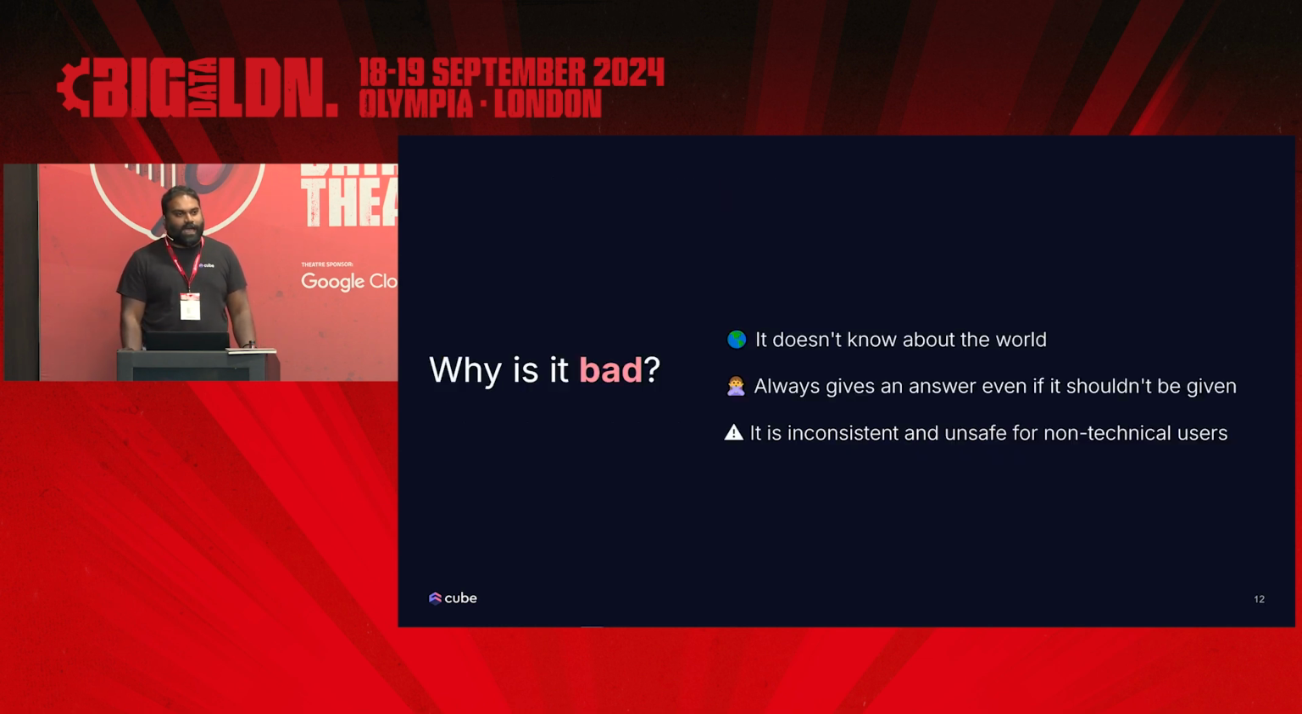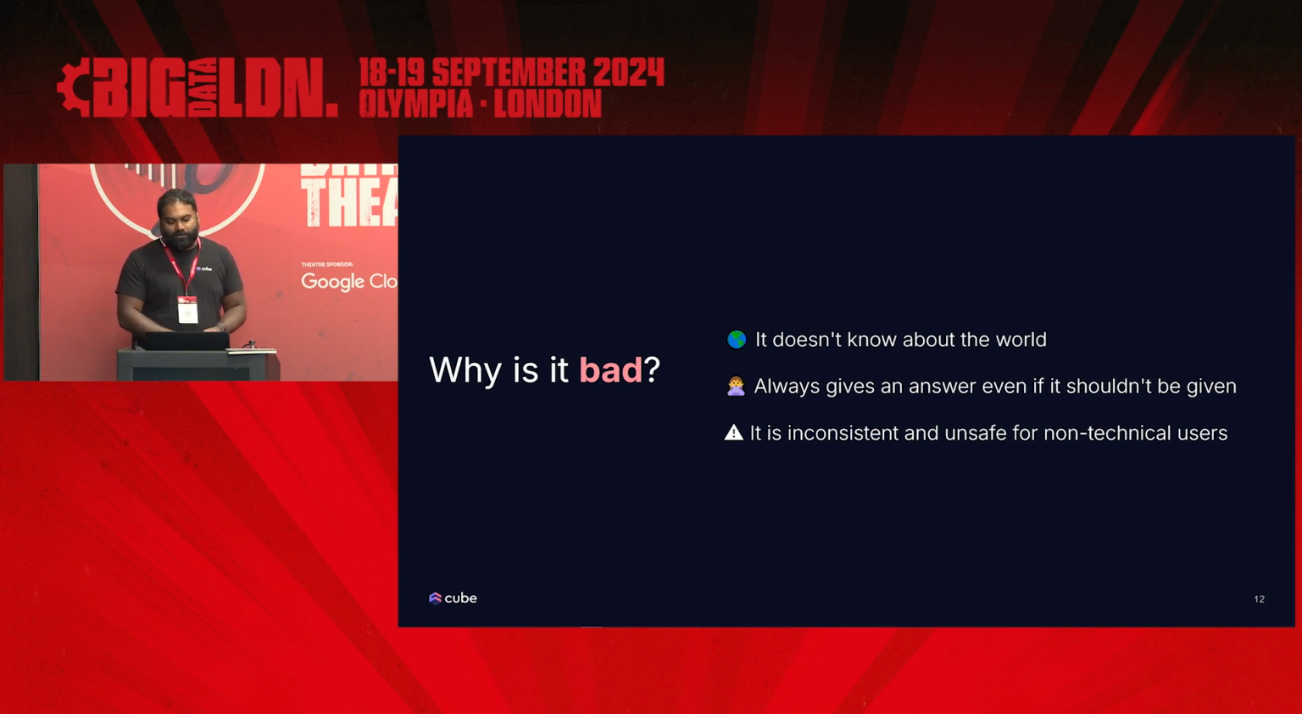So why is it bad? Firstly, it doesn't really know about the world. It knows about your database schema. That's what you've told it about. And so unless you provide it with a knowledge graph or some other context to use in the prompt, it doesn't really know how your specific business works and how your data fits together. So it's going to guess.